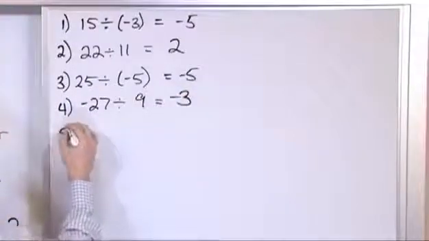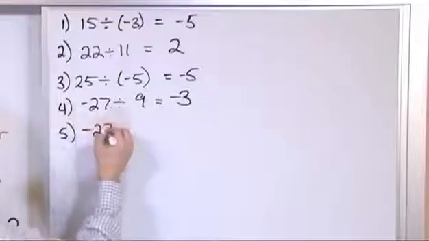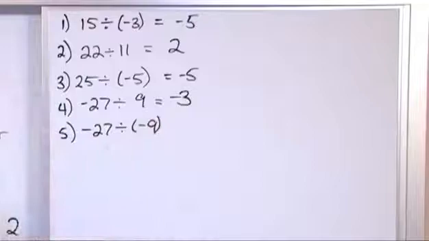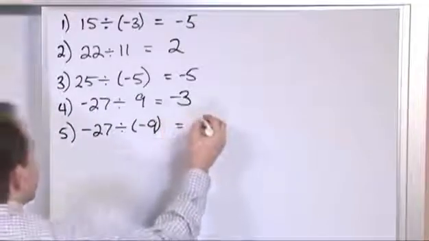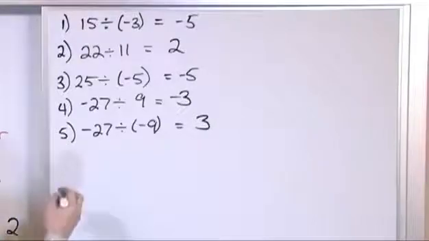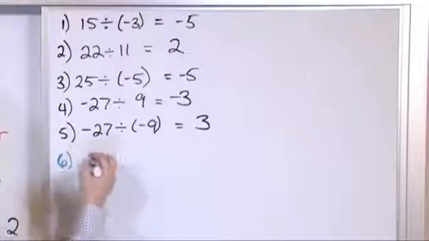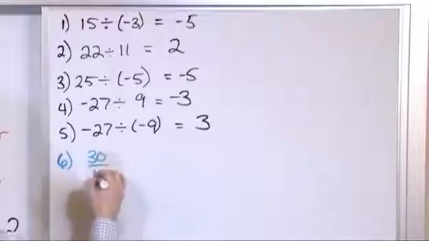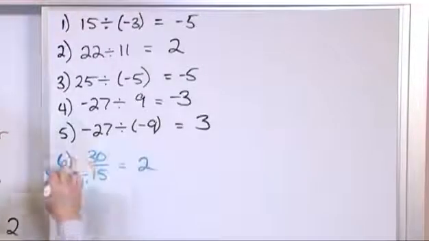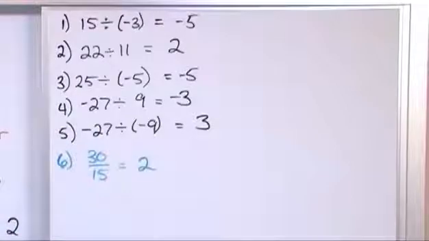And just to kind of round it out here, what if we had negative 27 divided by negative 9? So same thing, it's going to be 3, but the answer is positive 3 because these signs are the same. So it really does boil down to just looking at the signs of the numbers that you're dividing, just like in multiplication. Let's say you had 30 divided by 15. They're both positive, so the answer is positive. It's going to be 2, because 30 divided by 15 is 2.